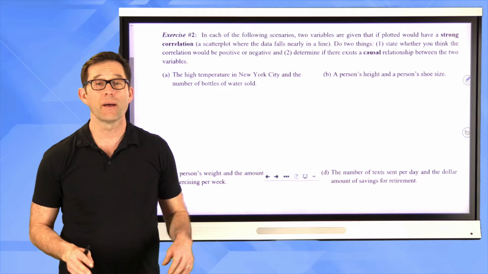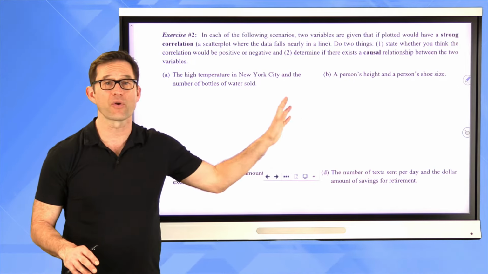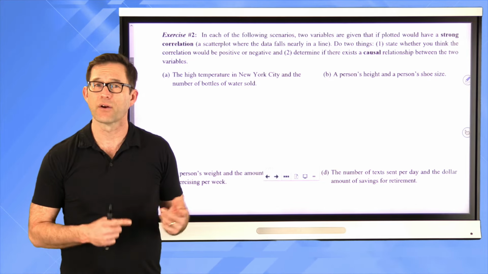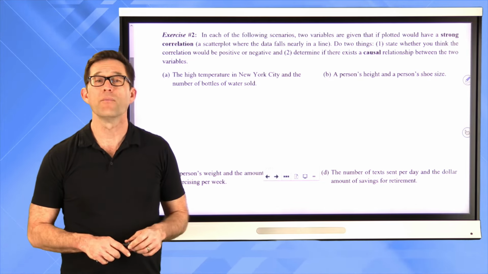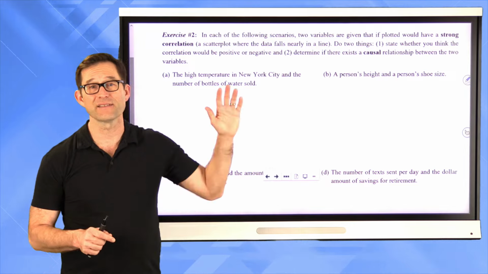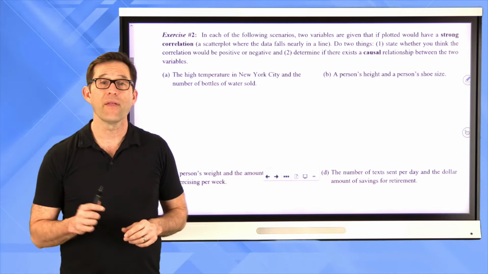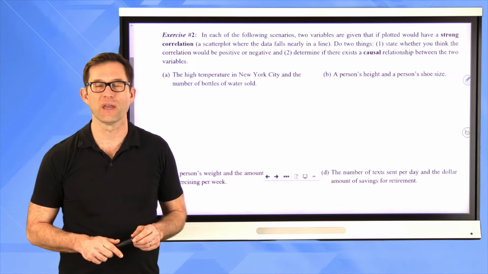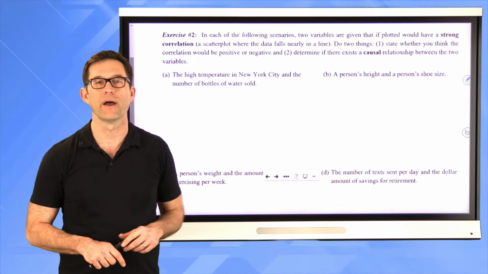Okay, so I'm telling you, in each one of these things, if we could draw a scatter plot, we would get data that fell pretty much on a line, like in our first exercise, okay? The question is, would it be a line that has a positive slope or a negative slope? And then, would it be a situation where one variable is causing the change in the other variable? Let's take a look at letter A.